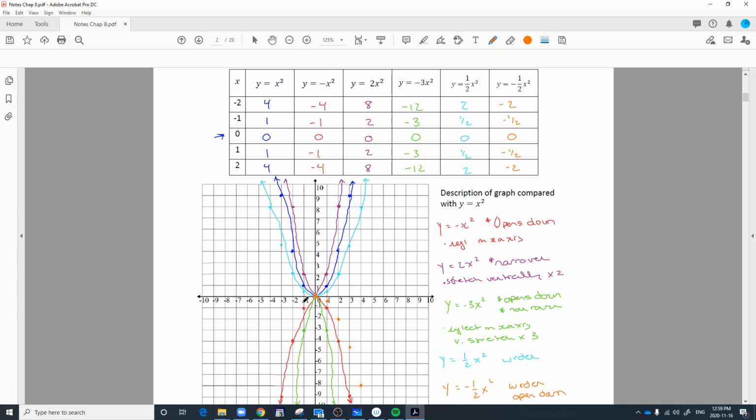And then you can just do that symmetry on the other side. You don't even have to count. You can just go across and make sure that it is symmetrical. And then you join your points, and we get that graph that is wider and opening down. Okay, so that's your introduction to the A value.